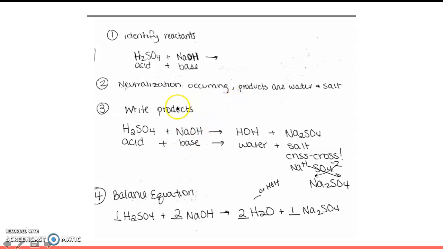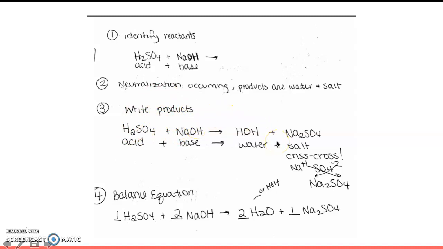We're now going to write our products. So we have H2SO4 plus NaOH. Again, an H from the acid is going to combine with the OH to make water, HOH. Again, you can write this as H2O. And then we're going to get a salt. So this is a double replacement. We have a swap here. Sodium is now going to combine with SO4. The H is combining with OH.